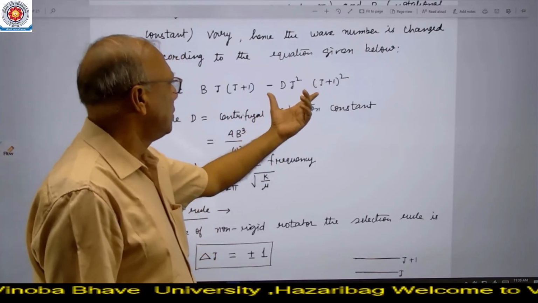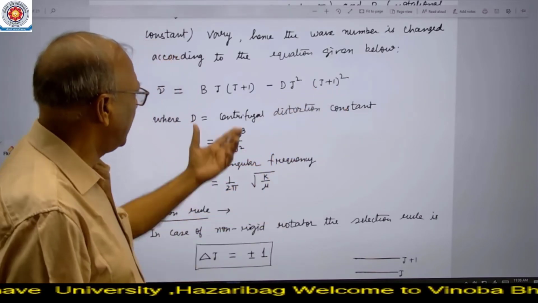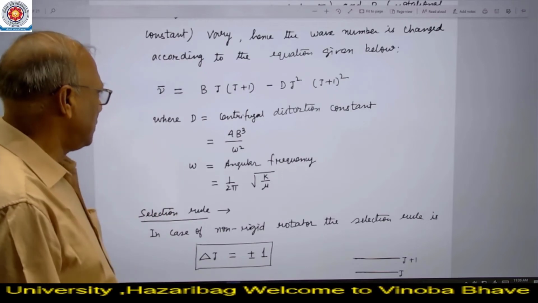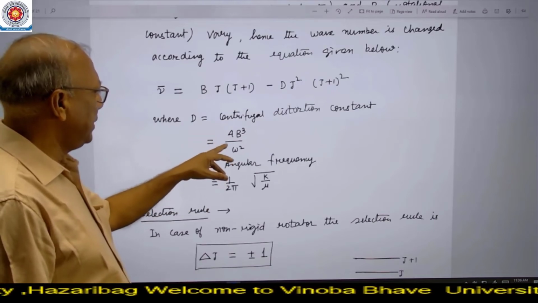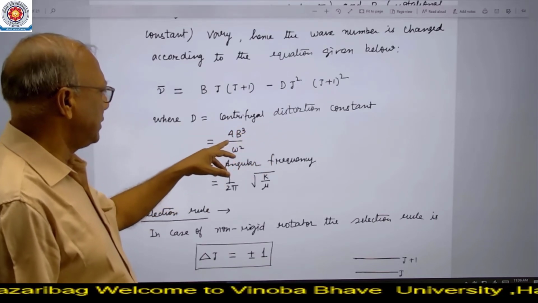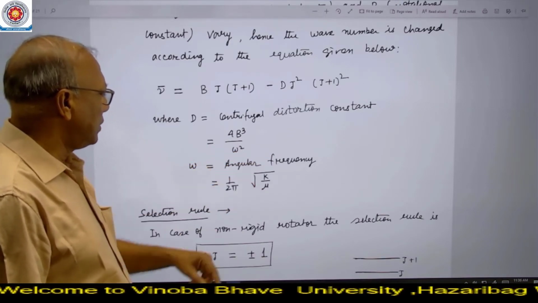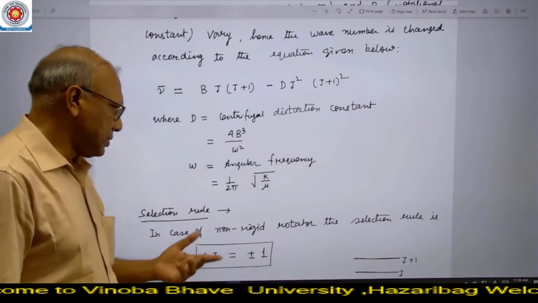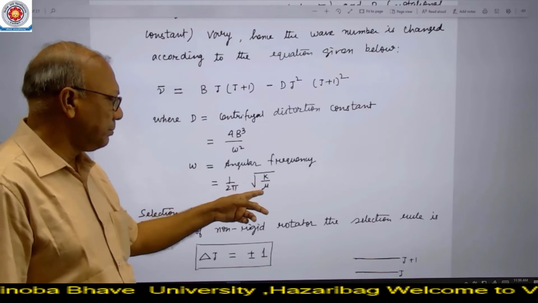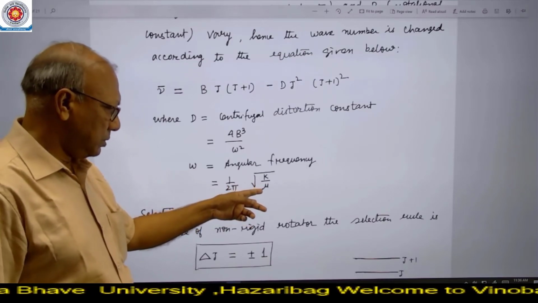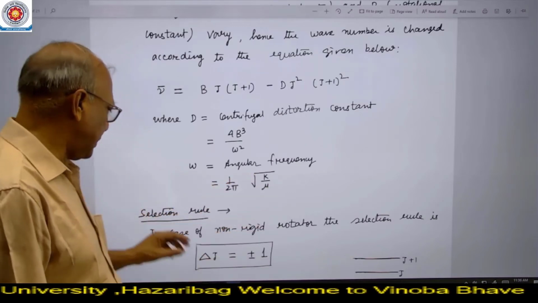The additional term is minus D J squared into J plus 1 whole squared, where J is the rotational quantum number and D is the centrifugal distortion constant. The value of D, the centrifugal distortion constant, is 4B cubed divided by omega squared, where omega is the angular frequency, B is the rotational constant, and the value of omega is 1 by 2 pi under root K by mu. Mu is the reduced mass, and K is the force constant.